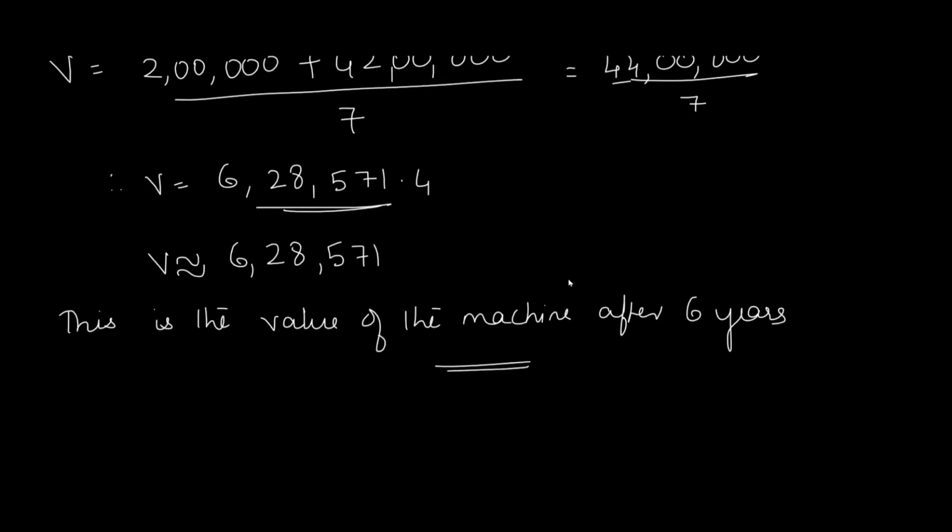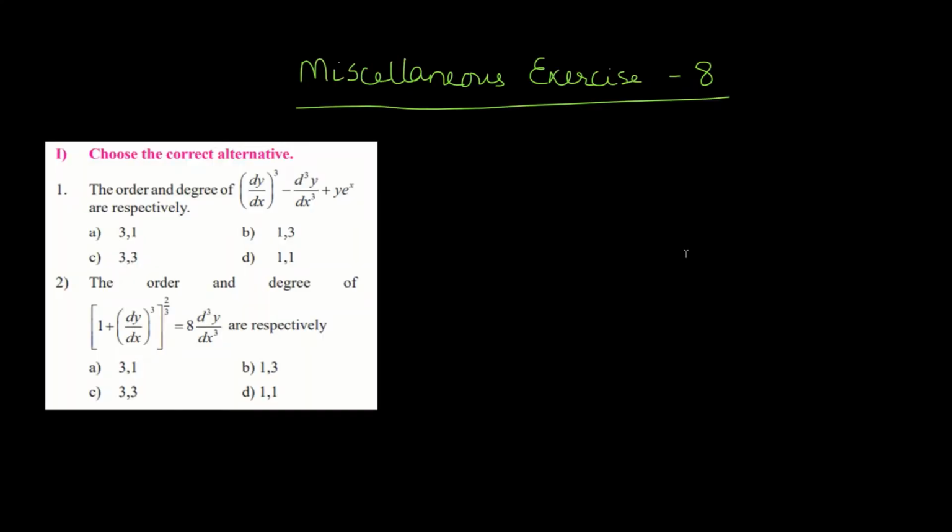Study the sum properly and get it proper in your mind. Now we begin with miscellaneous exercise 8. In that, the first question, choose the correct alternative. The first one is the order and degree of (dy upon dx) the whole cube minus d3y upon dx cube plus y e raised to x. We have to find the order and degree of this particular differential equation.